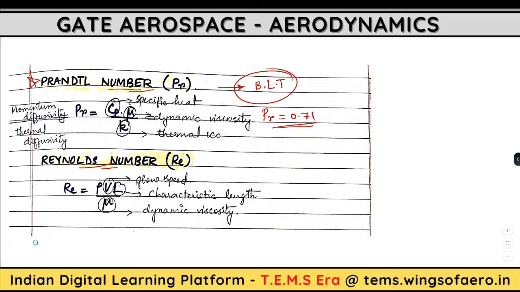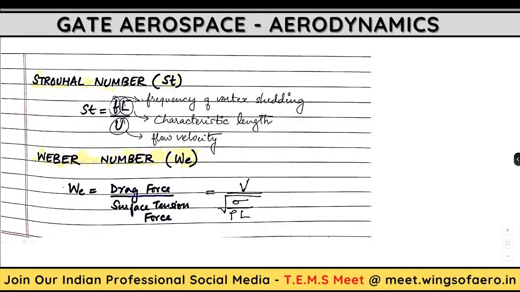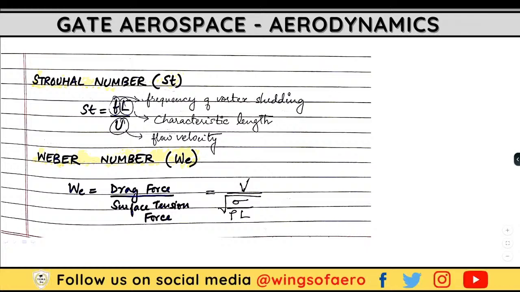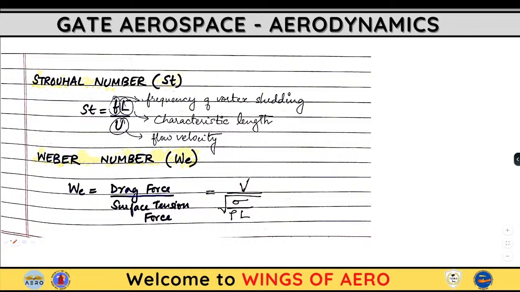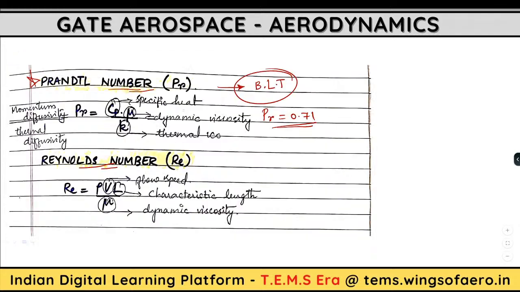Excuse me, ma'am. Then we have Strouhal number. Yes. Am I audible? Hello. Yes. Continue. Excuse me, ma'am, may I know why the value of Prandtl number is equal to 0.71? Why does the Prandtl number become that? Yes, 0.71. Why is it 0.7?